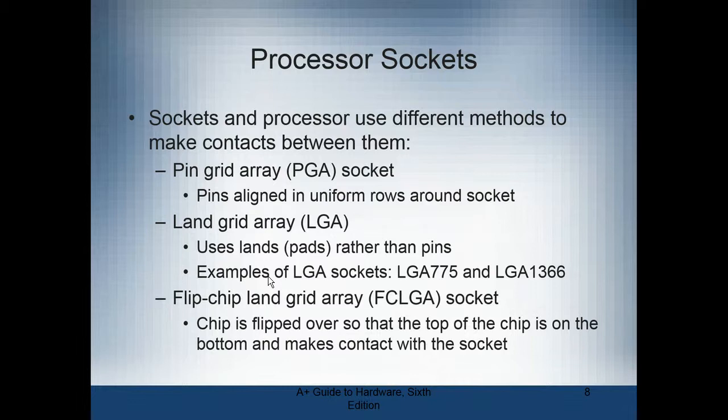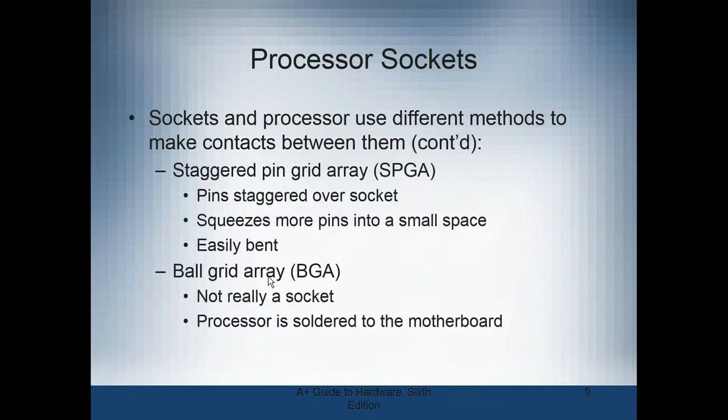The slot 1 was kind of an attempt to get away from that. It didn't work all that well. Land grid array uses lands or pads rather than pins on the socket, and then it has a receptacle component on the processor itself to get away from the pins. In the flip chip land grid array, the chip flips so that the top of the chip is on the bottom and it makes contact with the socket. It's just a manufacturing process. Staggered pin grid array, and you'll go on and on. Ball pin grid array staggers more pins into a smaller space. Again, pins are easily bent.